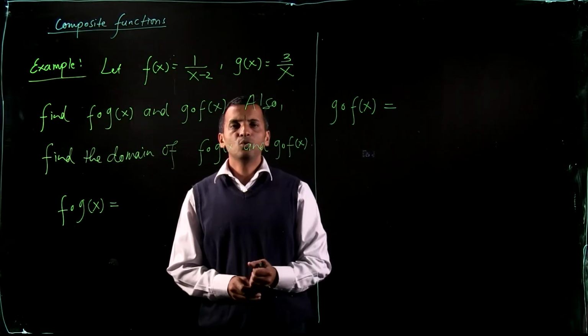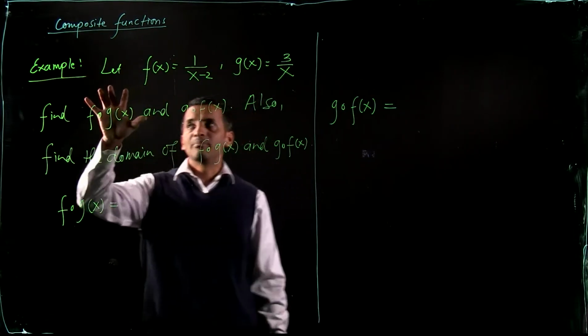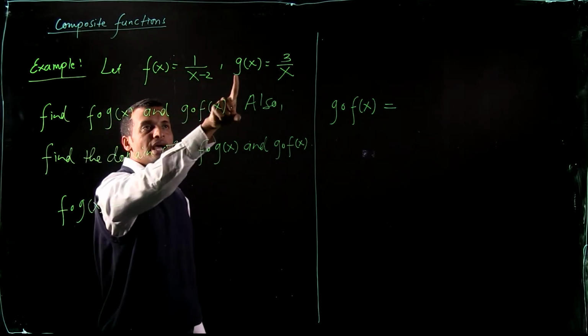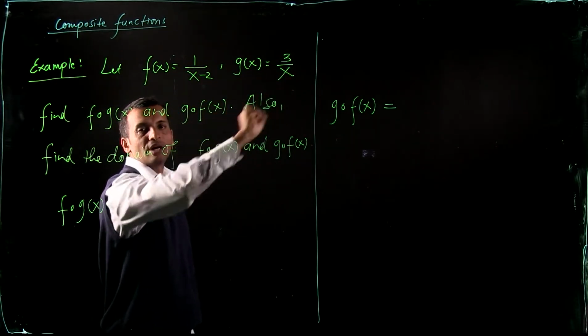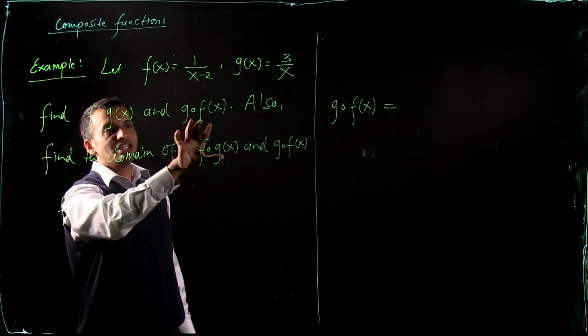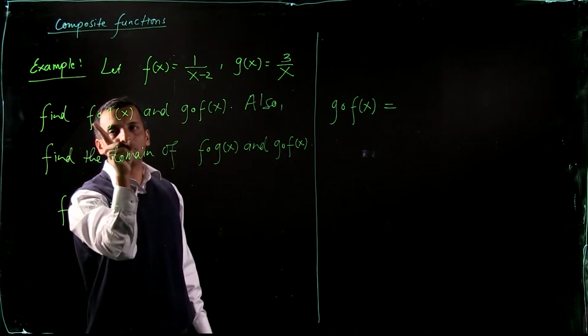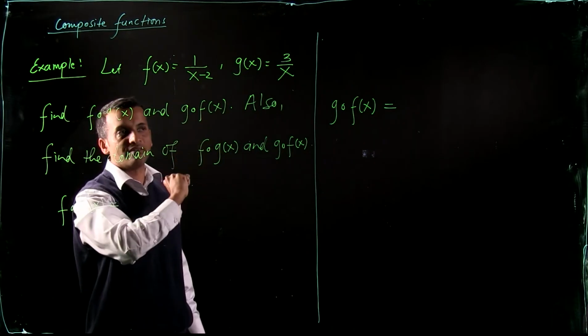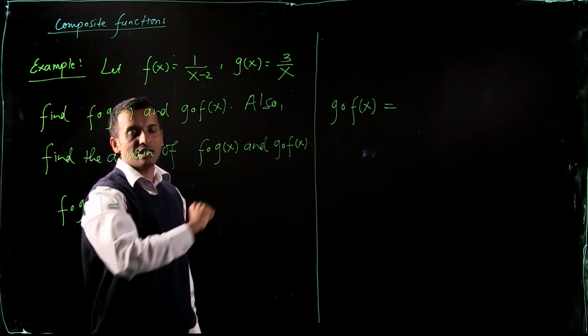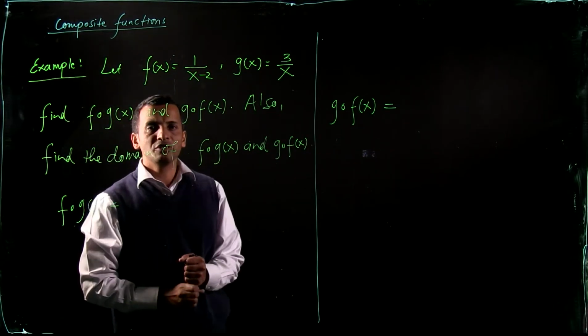So let's take one more example on this. In this example, f(x) is given as 1 over (x minus 2), and g(x) is given as 3 over x. You want to find f o g (x) and g o f (x), meaning the composite of f and g, composite of g and f. Also you need to find the domain of the composite function. So how do you find the domain of a composite function?